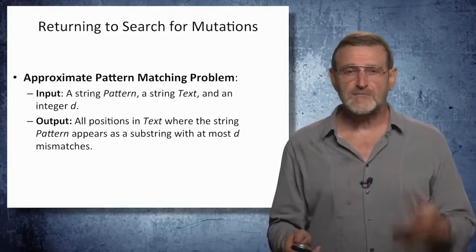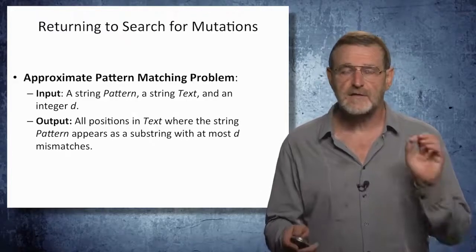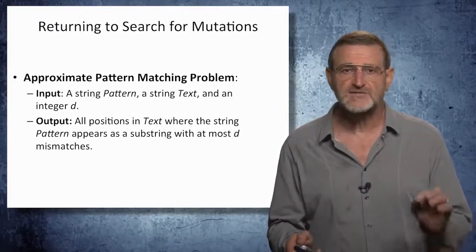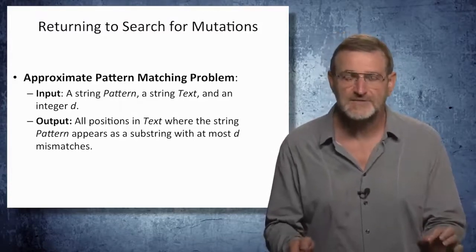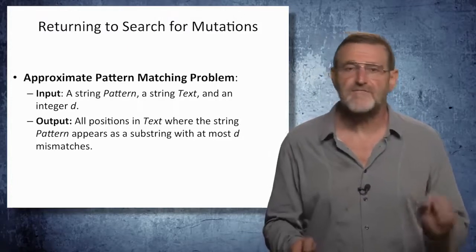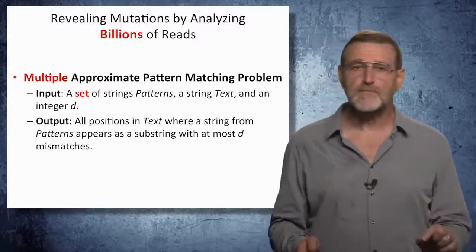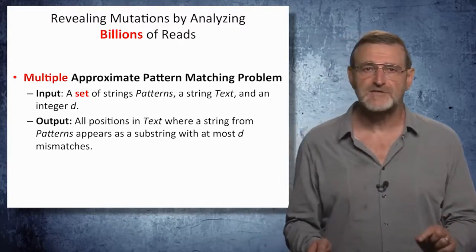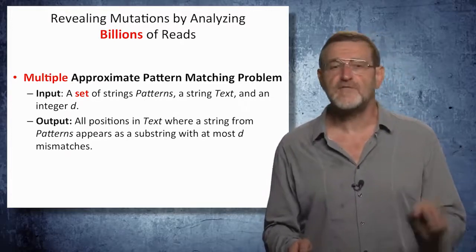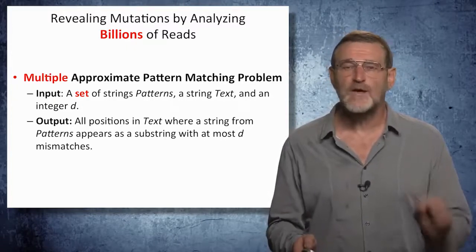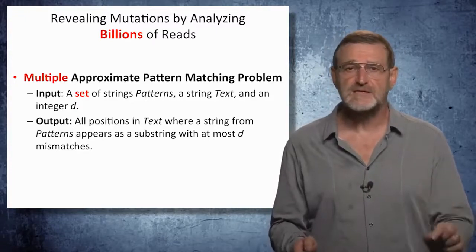An approximate pattern matching problem is, given a string pattern, a string text, and an integer d, we try to find all positions in text where the string pattern appears as a substring with at most d mismatches. I'm sure you can come up with a fast algorithm for solving this problem, but I'm really interested in a more difficult problem, multiply approximate pattern matching. A set of string patterns, a string text, and an integer d is an input, and we want to find all positions in text where a string from patterns appears as a substring with at most d mismatches.